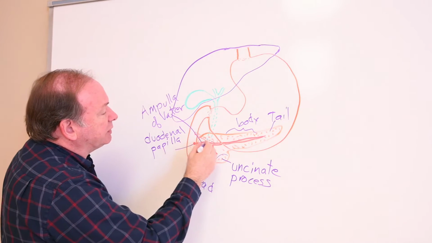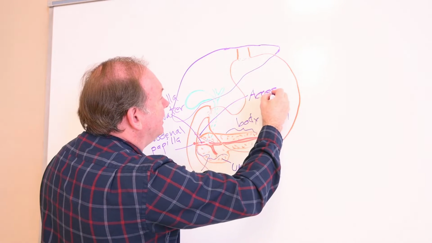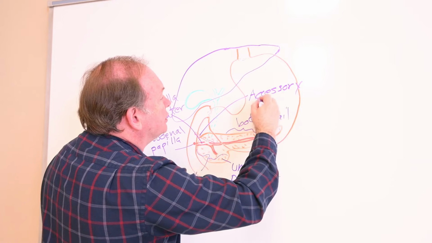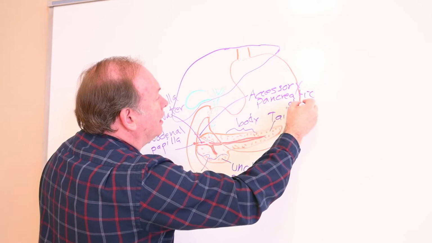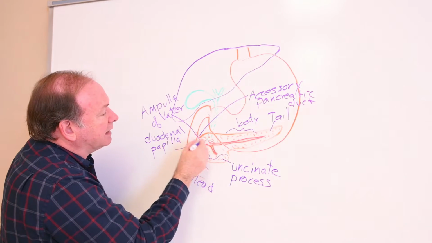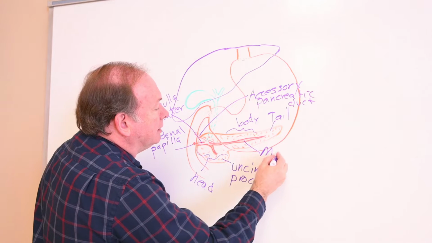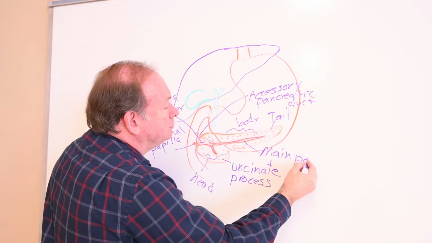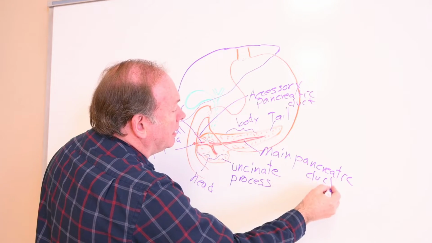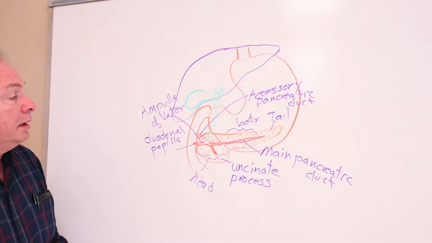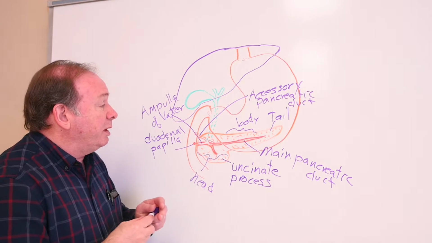We mentioned the accessory duct here. The accessory pancreatic duct, I should say. Is that little dotted section I put in right here. This is the main pancreatic duct here. So that's the overall look at the anatomy of the pancreas.